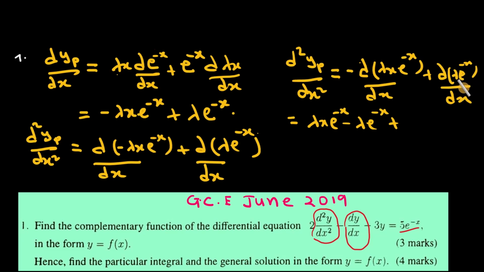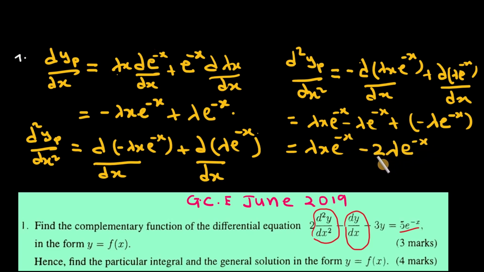The differentiation of lambda e to the minus x is negative lambda e to the negative x, since the differentiation of e to the minus x is the same as minus e to the minus x, times lambda, which is a constant. So if I rearrange this, I'll have lambda x e to the minus x minus 2 lambda e to the negative x, since plus times minus is minus, so when I take minus lambda e to the minus x minus lambda e to the minus x, I'll have this. Now I need to substitute this part and then this part in the differential equation.